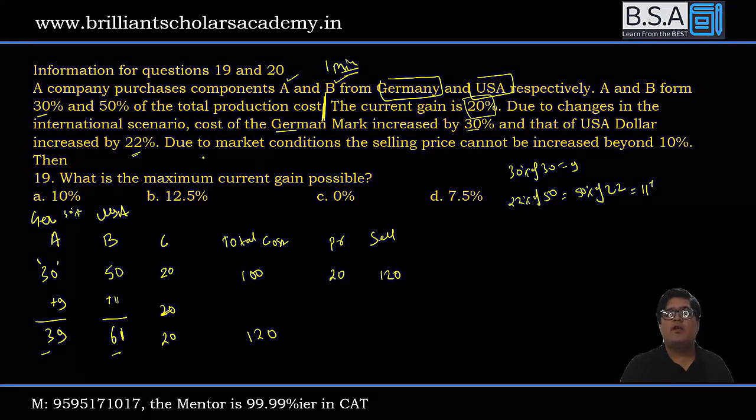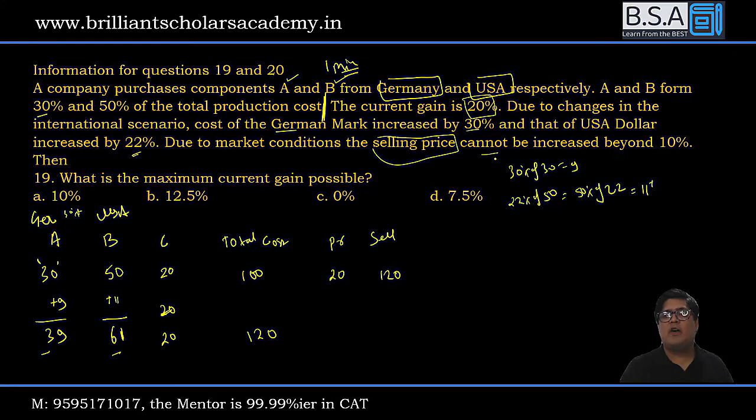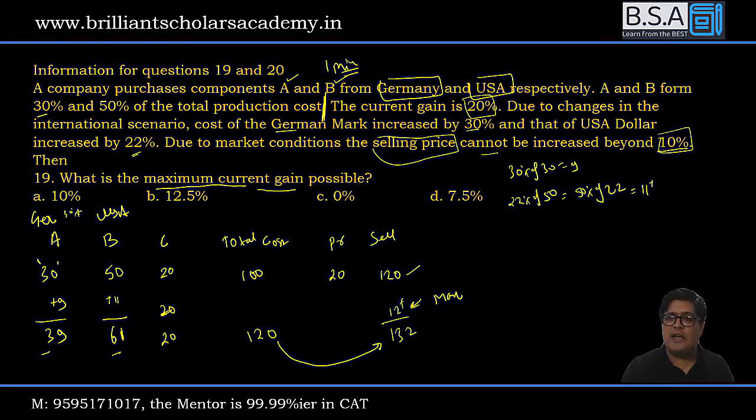What does the question say? Due to market conditions, selling price cannot be increased beyond 10%. What was the selling price? This. You cannot increase it beyond 10%. So what is 10% of this? 12 rupees. You can sell it for 132 rupees. The question is, what is the maximum profit currently? Because you cannot increase beyond 10%, that is the maximum increase, that is the maximum profit. See, this is the new cost. This is the new selling price. You are earning 12 rupees on 120. So you are earning 10%.